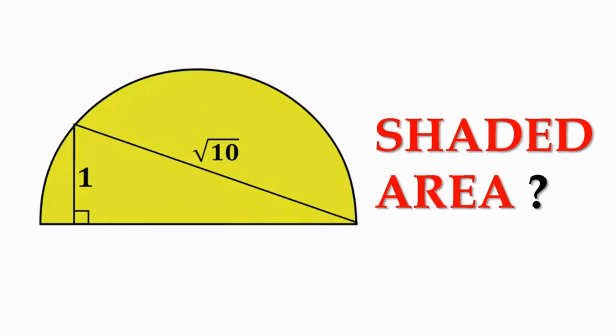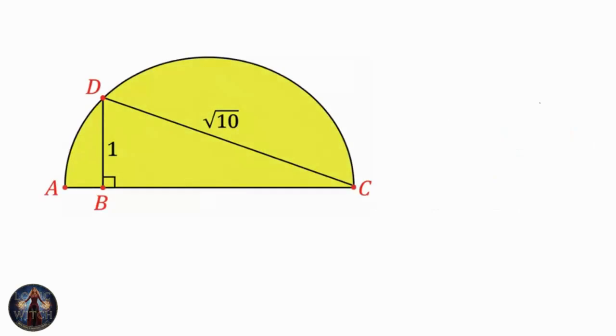Let's just name the figure first of all. I have named the figure as ABCD. Here we can see we have this triangle. Now this triangle is nothing but a right angle triangle, right?